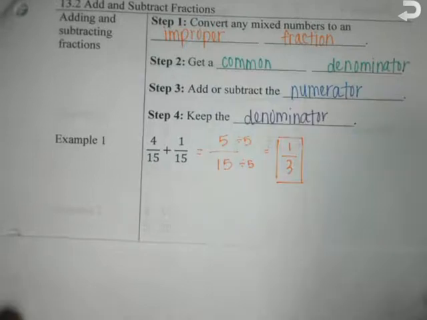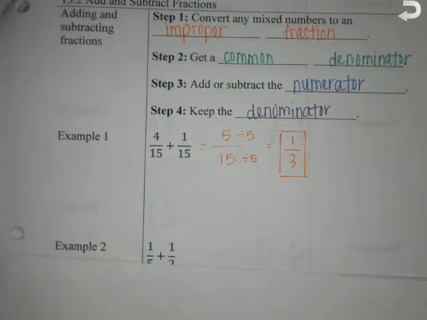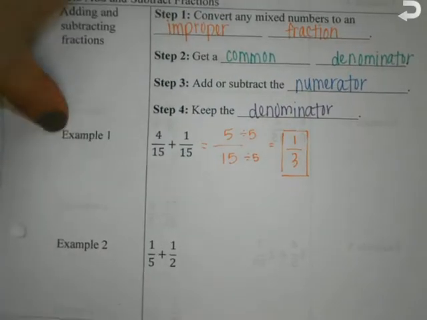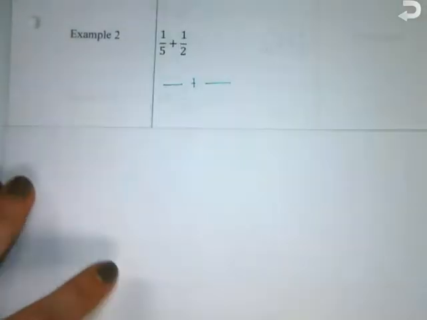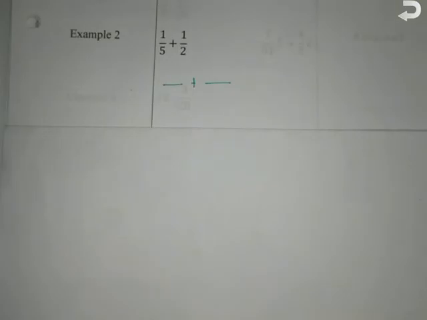Okay, example 2. 1 over 5 plus 1 over 2. Question, do I have a common denominator? No, so I need to get a common denominator. So what I'm going to do is first set it up so it looks exactly the same. What is my common denominator going to be? 10. 5 goes into 10 and 2 also goes into 10.